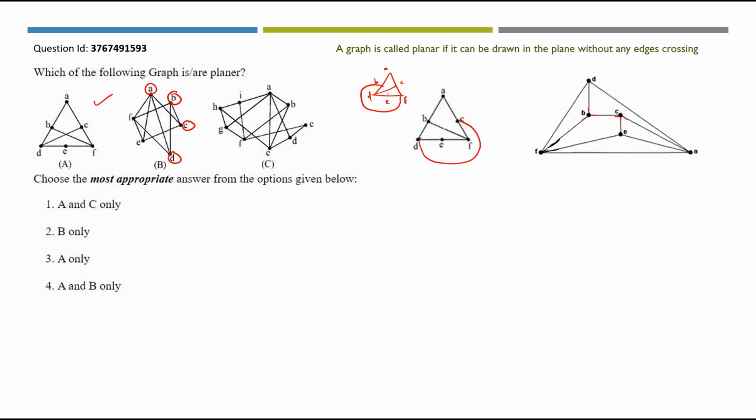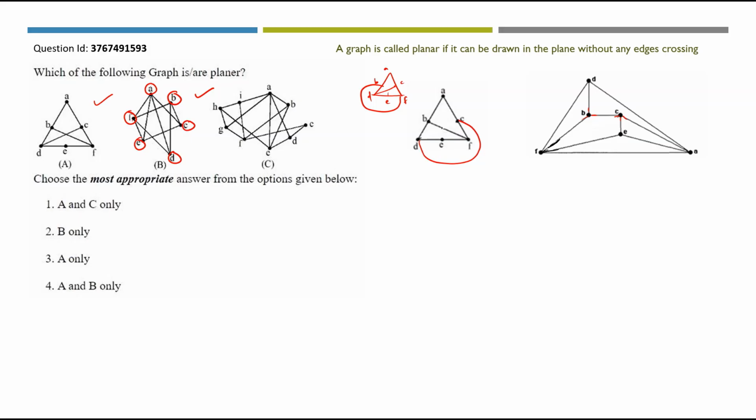We are connecting to A, B, F. 3 edges are there in D. What about E? From E we are connecting to A, to F, to C. 3 edges again. What about F finally? A, B, D, E. So all the edges are represented here in another representation. So this is definitely a planar graph.